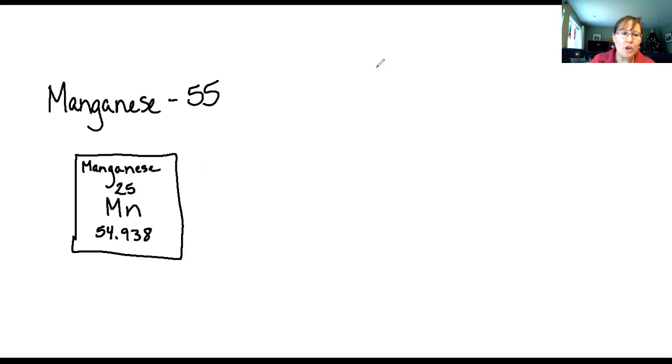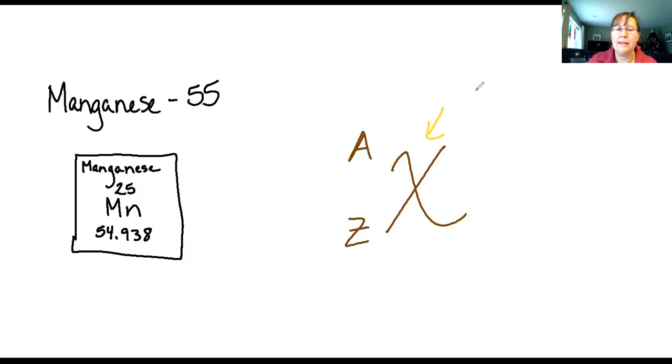And what we're going to do is we're going to learn how to make a symbol. And this special symbol looks like this, X with an A and a Z. And what are these? Okay, well, this X is the atomic symbol.